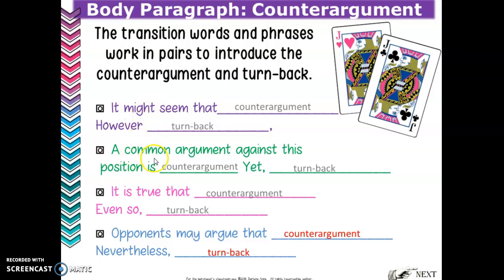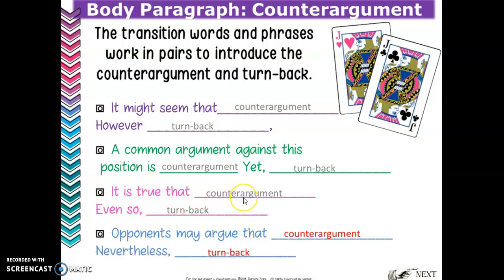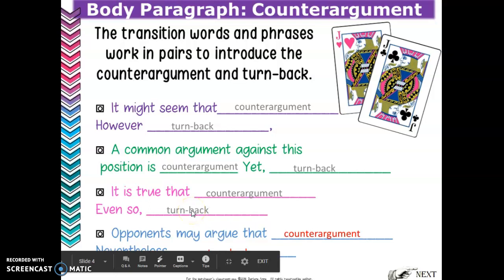Here's another pair. A common argument against this position is, that's a counter-argument phrase. Then you would use the word yet for your turn back sentence. So these two go together. Here's another pair. It is true that would be where you would want to use your counter-argument. Even so, then restate your claim. So these two phrases go together. Okay, and our last pair says, opponents may argue that, this would be your counter-argument, and then nevertheless, that would be your turn back. So these two go together.